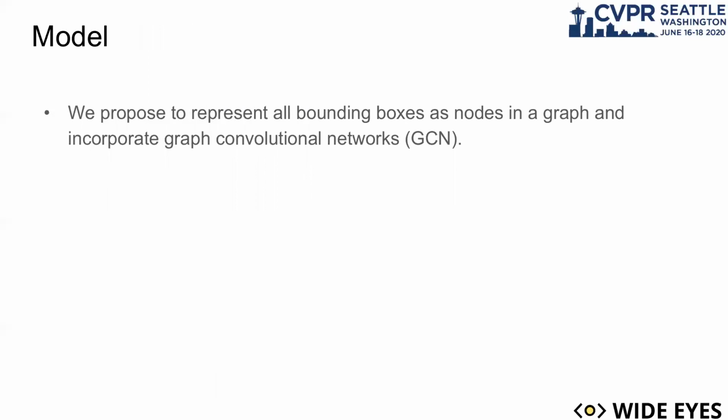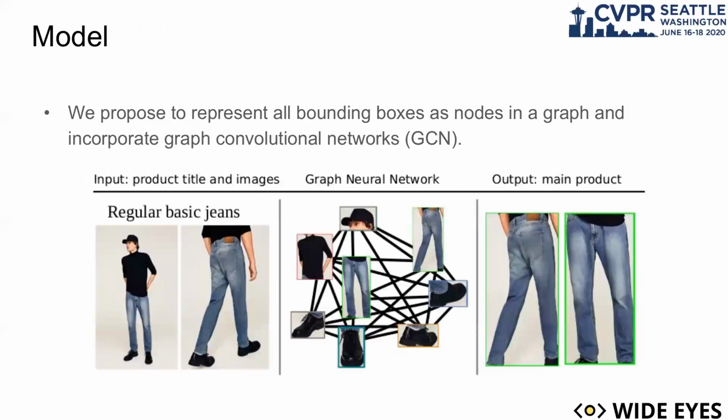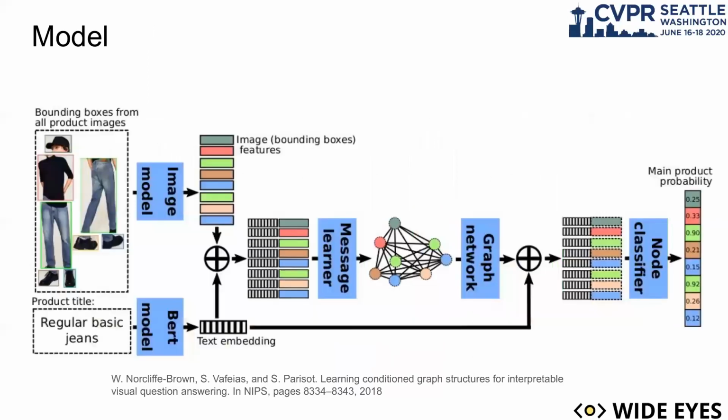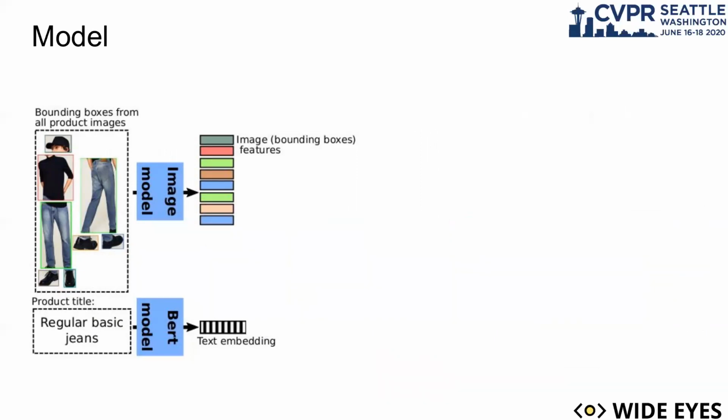But in this work, we propose to represent all bounding boxes as nodes in a graph and incorporate graph convolution networks. As you see here, we represent them as nodes in a graph, and the graph is densely connected, which means all nodes are connected to each other. This is our model, and it is actually inspired by the work that you see at the bottom of the slide.